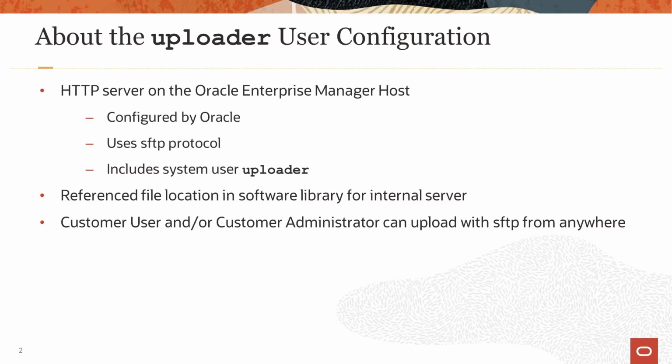With this requested configuration, Oracle also installs the SFTP server on the host and provides a user on the server with the name Uploader. The Uploader user uses SFTP on any client machine that has network access to the Oracle Enterprise Manager host. The default location for this SFTP user is in the file system structure of the onboard HTTP server. The HTTP server has been configured as a referenced file location by Oracle.